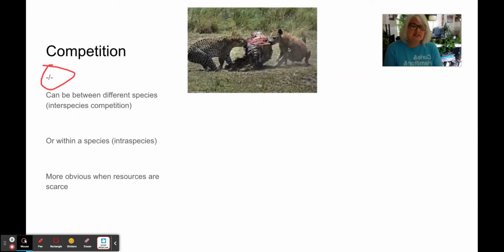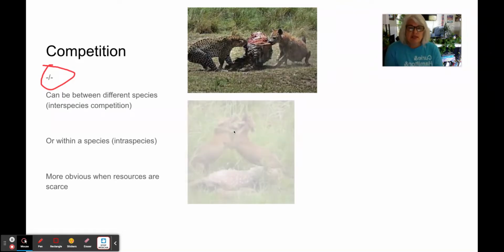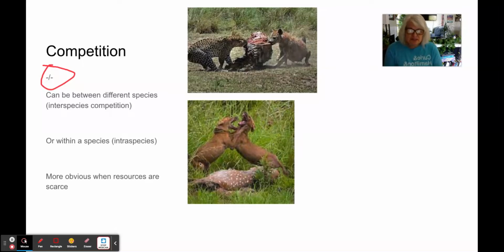Let me show you some examples. So here is a hyena and a beautiful big cat competing over the resources of this food. Here are, this looks like two dingoes, I think, two wild dogs fighting. So this first one up here with the hyena, this would be interspecies because we have two different species. This one down here would be intraspecies because they're the same species.